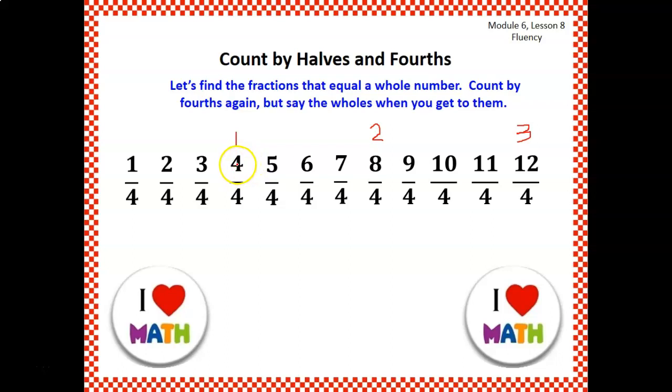Or we could do our division. 4 divided by 1, 4. 8 divided by 2, 4. 12 divided by 3, 4.